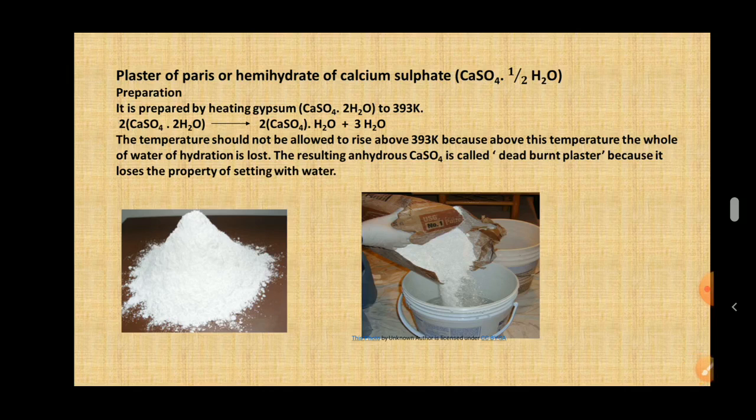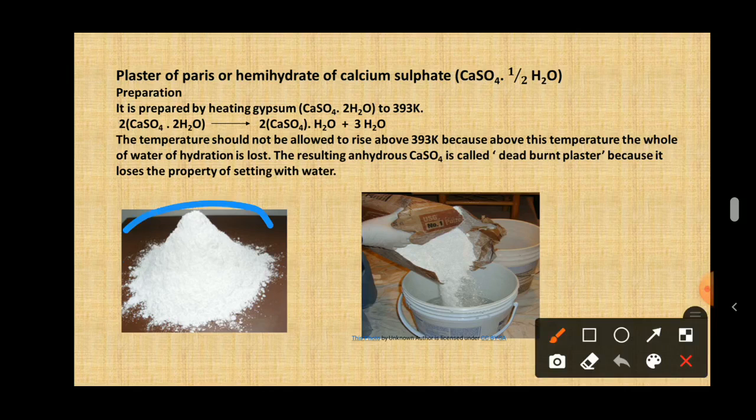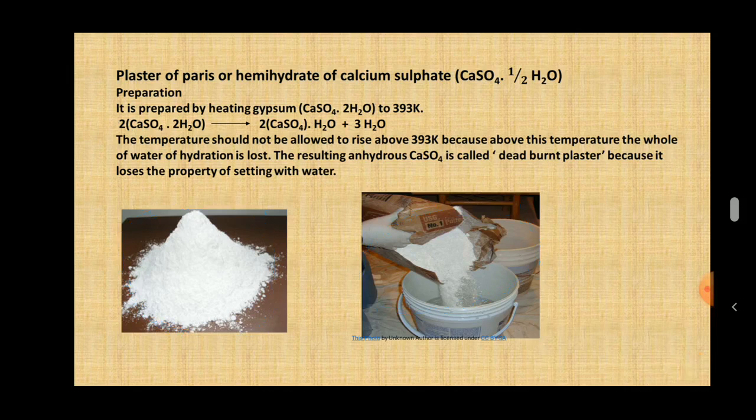Now, how is it prepared? It is prepared by heating gypsum. You can see the gypsum powder, and this is POP powder. Gypsum, calcium sulfate 2H2O, is heated up to 393 Kelvin. During that time, plaster of Paris is formed.